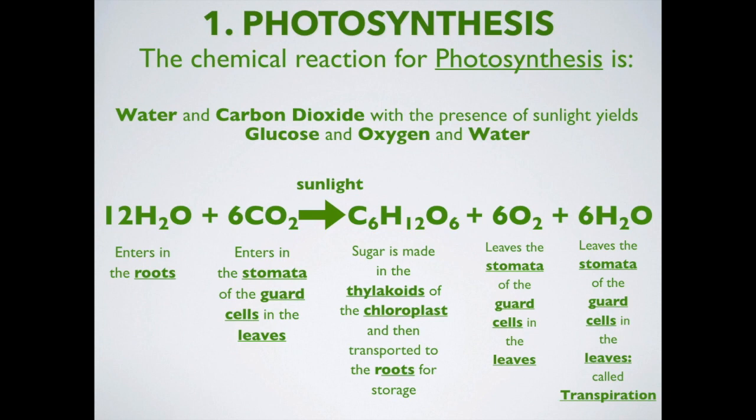Now let's go back to that sugar in the product. The sugar is made up in the thylakoids, these little pancake stacks that are in the chloroplast. Now the sugar is being made, but then plants are going to store this sugar. It's going to be transported down the phloem to the roots. Now, the roots are going to store that food in the wintertime.